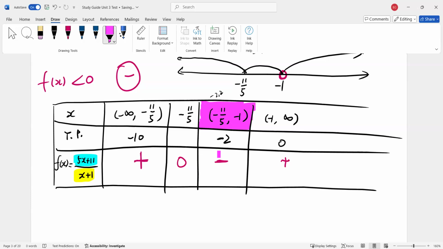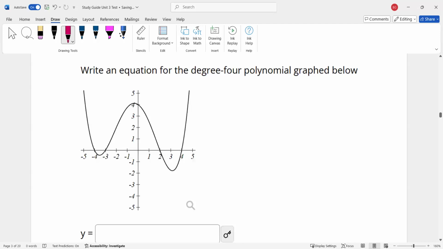Zero doesn't work. Positive doesn't work, zero doesn't work, so only this part. So the solution set is an open interval, -11/5, comma -1. All right? Okay, let's move to the next problem.